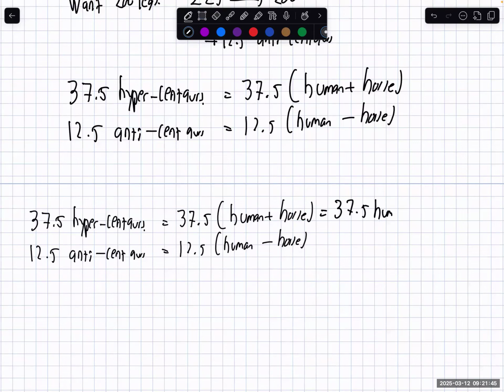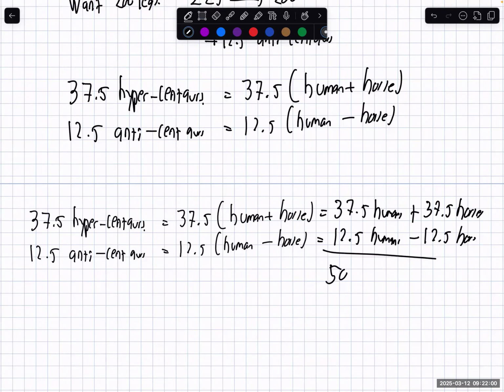So this 37.5 humans plus 37.5 horses, 12.5 humans minus 12.5 horses, gives us the 50 humans and 25 horses. So we've solved this problem twice before, and here is a third solution. So let me explain what's going on here.